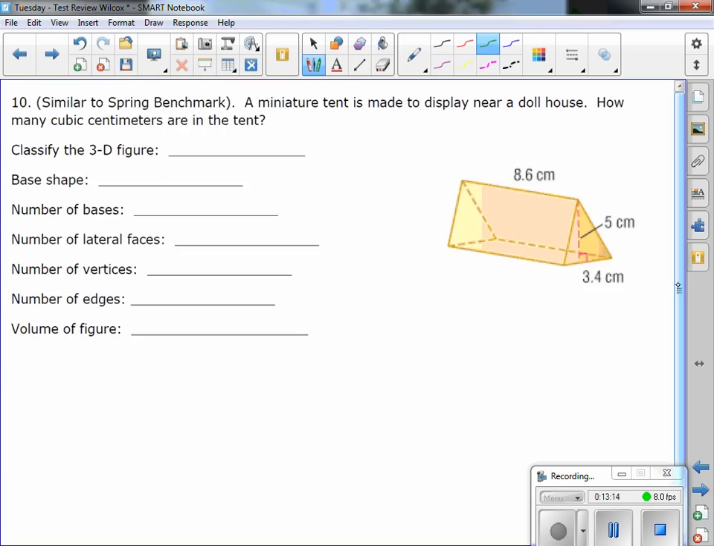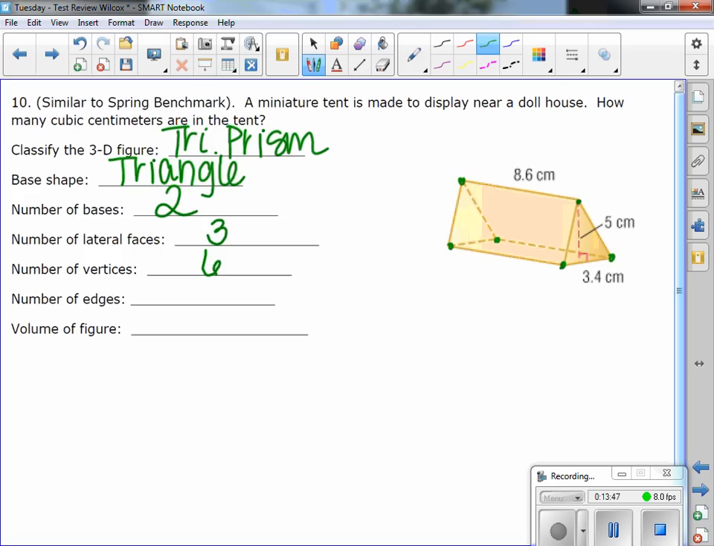The next example is a triangular prism, and we're going to classify it, some of its characteristics, and then find its volume. So name a figure, triangular prism. So its base shape is a triangle. All prisms, again, have 2 bases. Lateral faces, it would have 3 rectangular faces, 6 vertices. These are your 6 corners. Remember your points on your figure. Edges would be 9. And the volume, so again, for prisms, volume is equal to big B, area of the base, times the height of the prism.